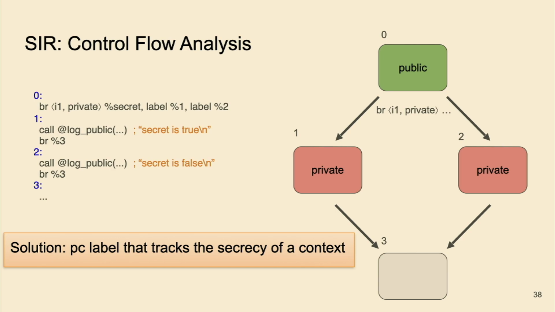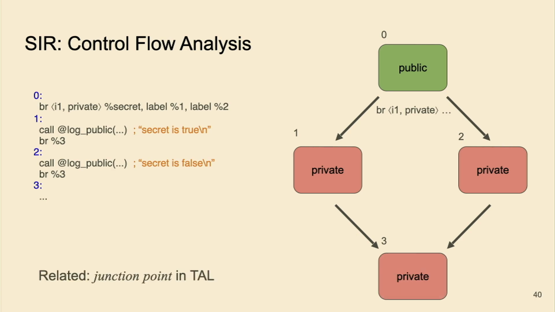So if we look at block 3, if we take the left branch, we end up in block 3, and if we take the right path, we end up in block 3. So either way, we end up in block 3. And so we're not actually leaking any information by the fact that we're in block 3. So in CFG terms, block 3 post-dominates block 0. So the fact that we do this means that we can lower the label from private to public. This is similar to a concept in typed assembly called a junction point.